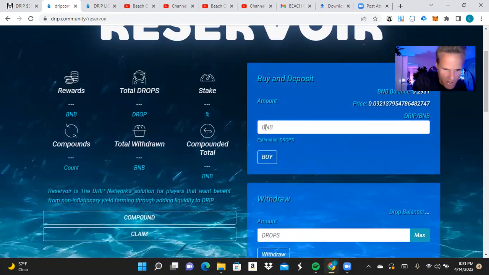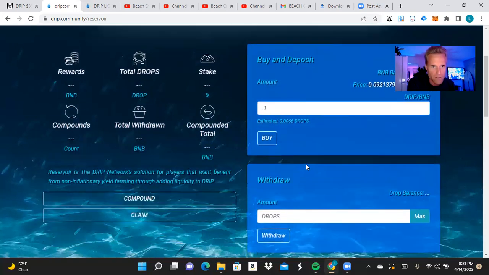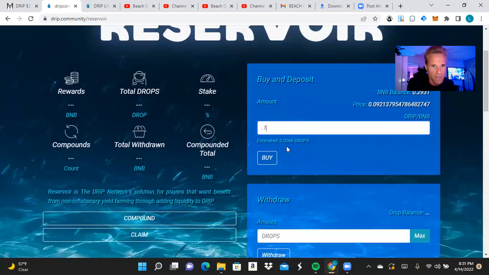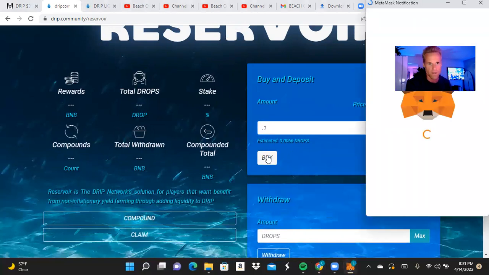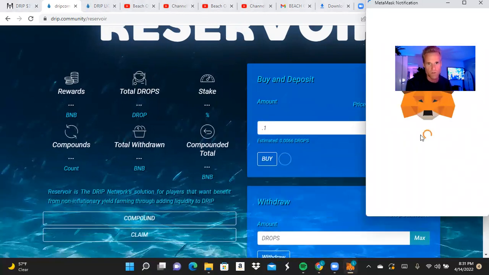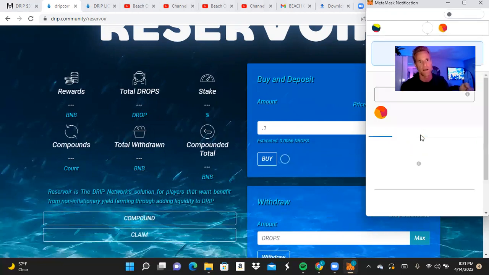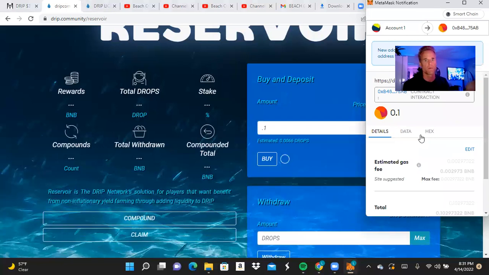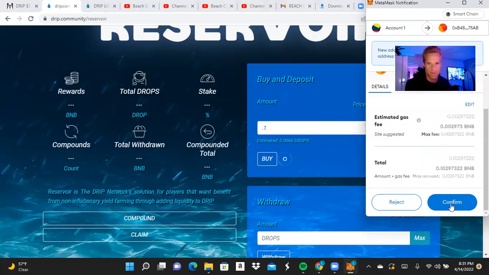So let me see if I can do this now. I haven't done this yet, and who knows if I'm going to get this right. Okay, so 0.1. I'm going to get 0.0066 drops. They're called drops. You don't even have to go to a liquidity pool to get the two pairs. You just deposit some BNB and it gives you the drops. I'm going to look into this more, because based on the taxes, you are getting rewards as more people come in and go out. All right, so we're going to confirm that.